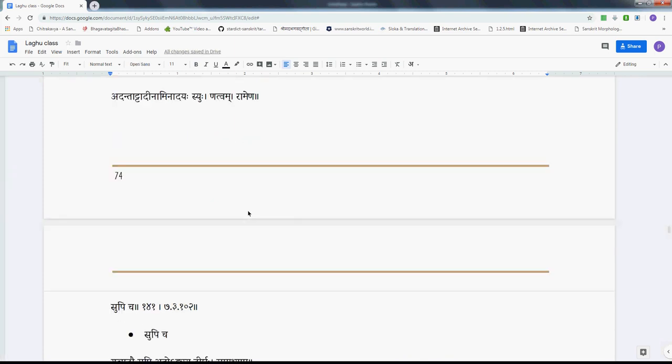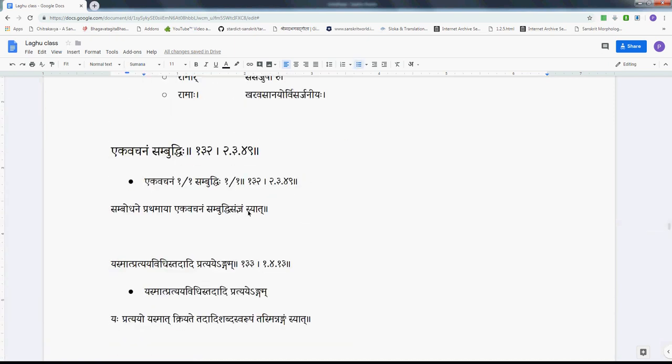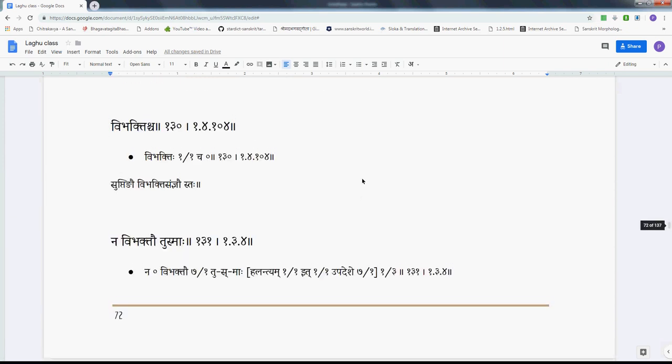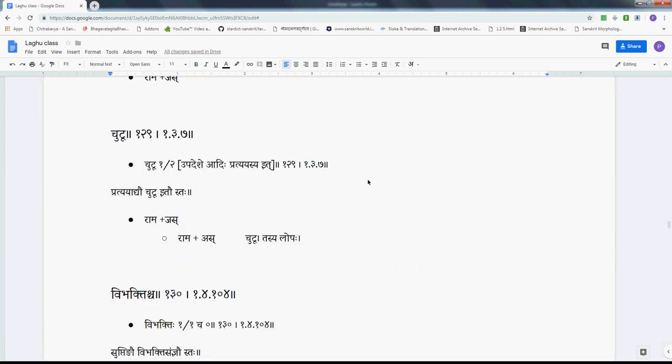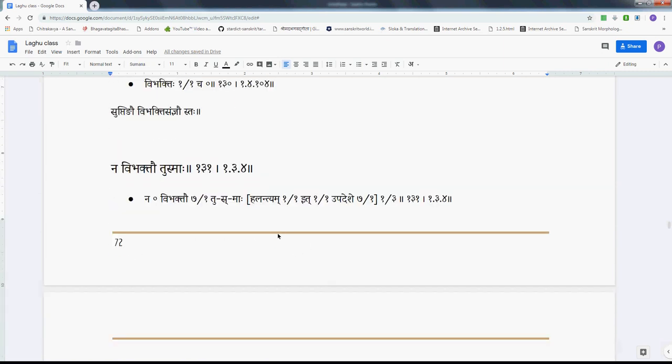So we were looking at Subanta Prakriya and Adanta, Rama Shabda. What Laghukara does, as I have told earlier, is he introduces the sutra when there is a need in derivation of a particular form. Whichever sutra he has covered, he assumes that those sutras remain covered and he does not reintroduce them when he needs them.